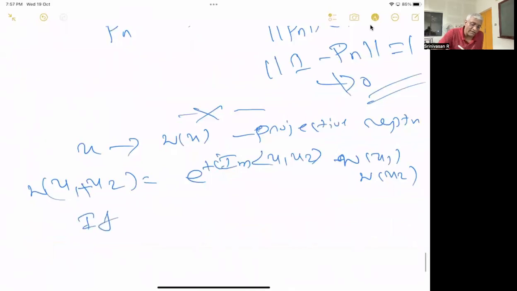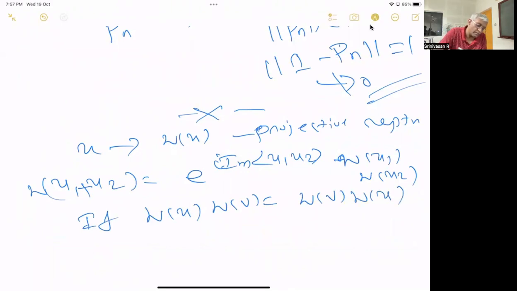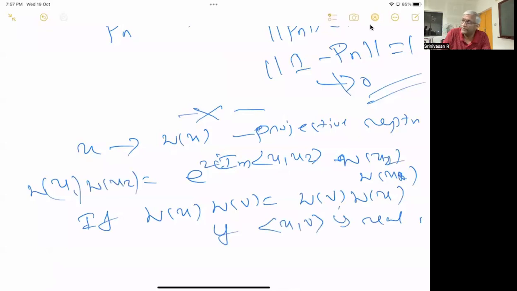But if the inner product between u1 and u2 is real, that constant is not there. Then W of u times W of v equals W of v times W of u. Or you can put a 2 here and write it like this: W of u1 times W of u2 equals W of u2 times W of u1, with a factor e to the 2i times that. But if the inner product between u and v is real, then they commute.